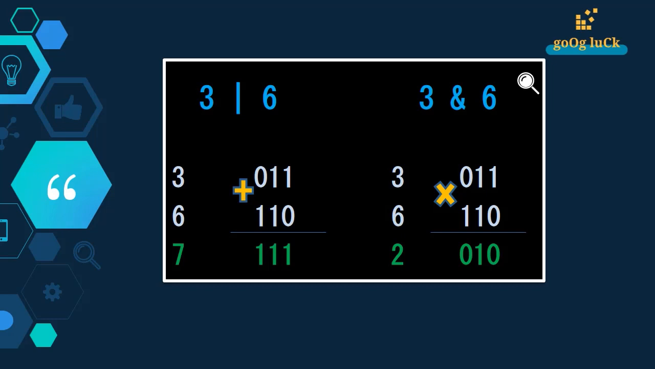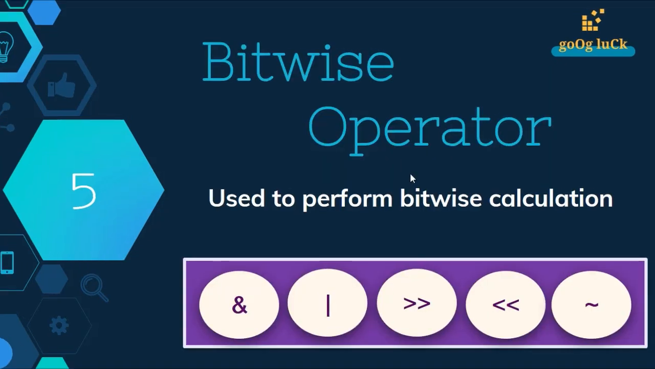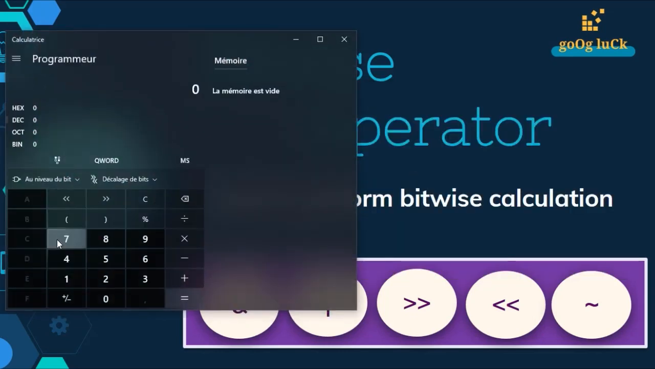Alright, so let's see. If you're performing a binary addition on it, 1 plus 0 is 1, 1 plus 1 is again 1, and 0 plus 1 is 1. So that's why the OR of 3 and 6 is 7. You can even verify this using the calculator. Let's open a calculator, it's a programmer calculator. So 3 OR 6, you'll get the output as 7.